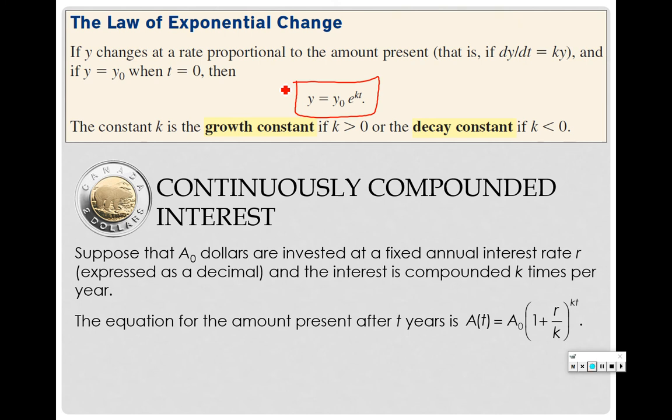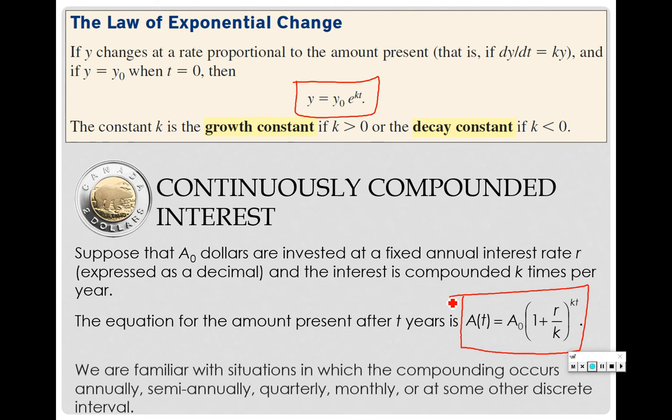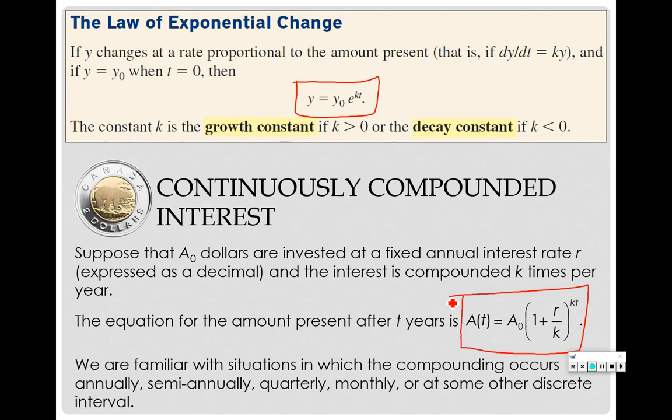So if you want to use a formula for interest compounded continuously, then that would be the equation to use. We're familiar with ones where the compounding occurs annually, semi-annually, quarterly, monthly, or at some other discrete interval, but now we have one that we can do as a continuous growth.